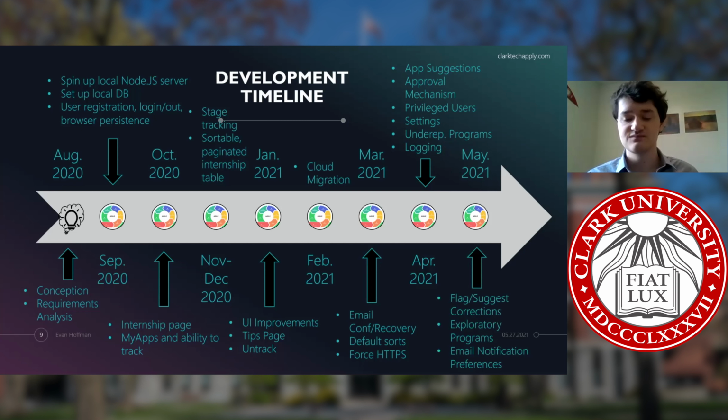And in May, this month, I built the flag and suggest corrections functionality. I put in the exploratory program page, and I allowed students to opt out of email notifications. And as of now, this program has 3,991 lines of code that I've written, which can mean a lot or a little depending who you are. It's just a fun metric.